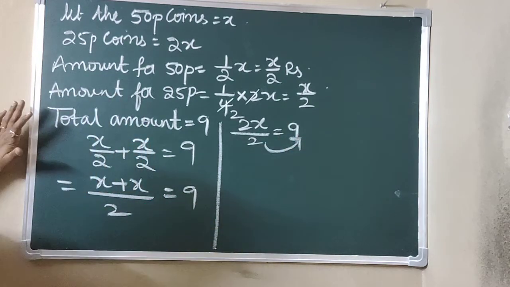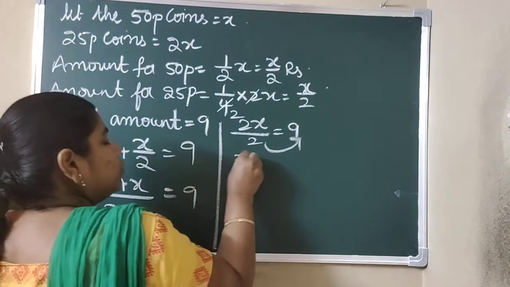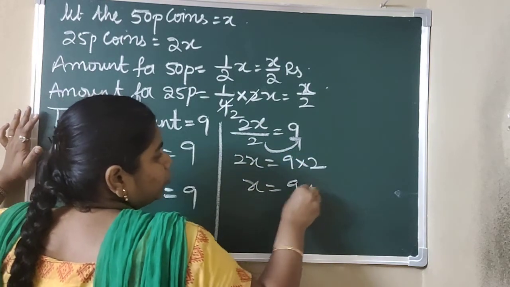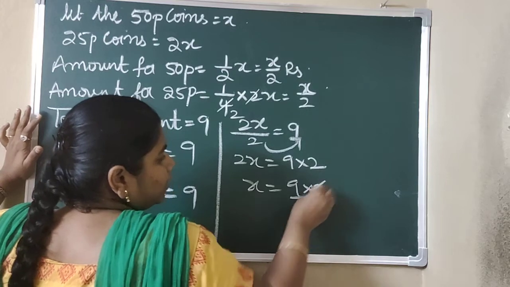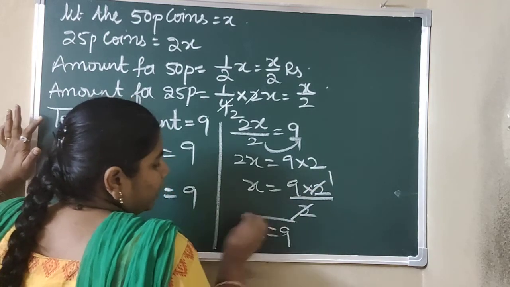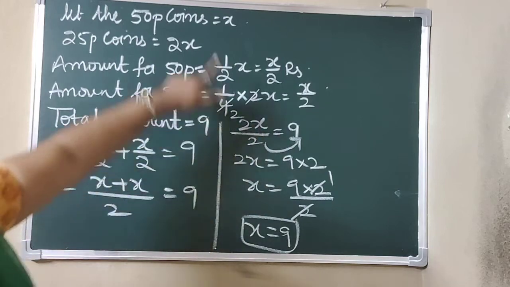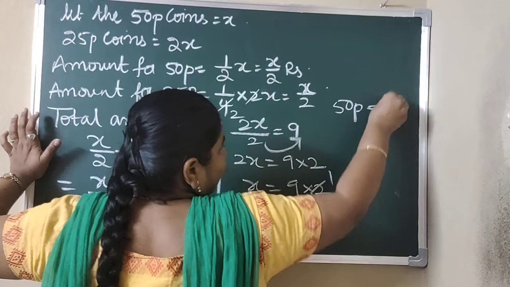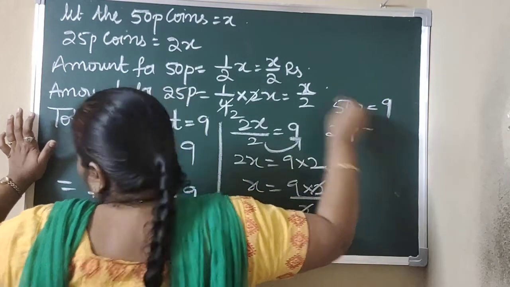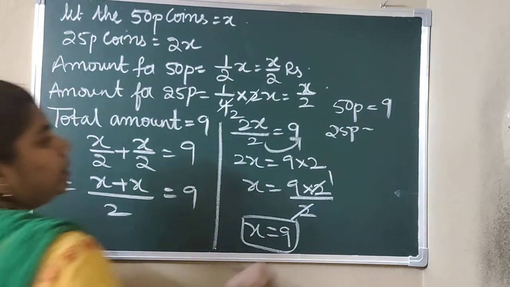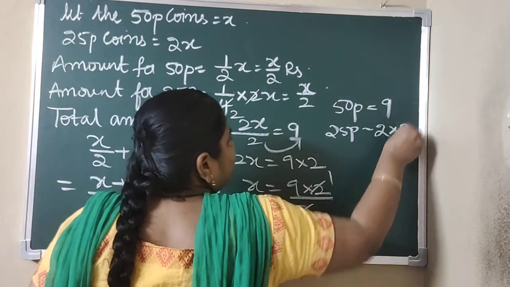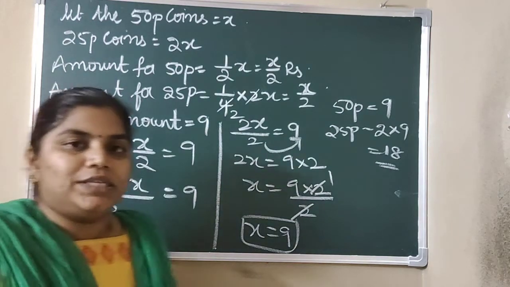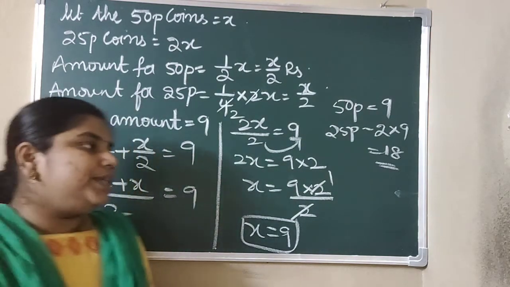Take this 2 to the other side, that will become multiplication. So 2x is equal to 9 into 2. So x is equal to 9 into 2 by 2. 2 ones are 2, 2 ones are 2. So what is the x value? x is 9. So x is nothing but the 50 paisa coins. So the number of 50 paisa coins is 9. And the 25 paisa coins are twice the 50 paisa coins, that will be equal to 2 into 9, that will be 18. So here 50 paisa coins are 9 and 25 paisa coins are 18.